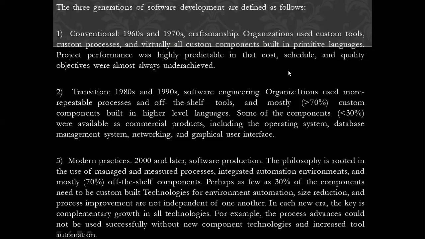And finally, the modern practices, which is after 2000. In this software production, it is talking about philosophies rooted in the use of managed and measured processes, integrated automation environments, mostly off-the-shelf components. Perhaps as few as 30% of the components need to be custom built. Technologies for environment automation, size reduction, process improvement are not independent of one another. In each new era, the key is complementary growth in all technologies. Like the process advances could not be used successfully without new component technologies and increased tool automation.